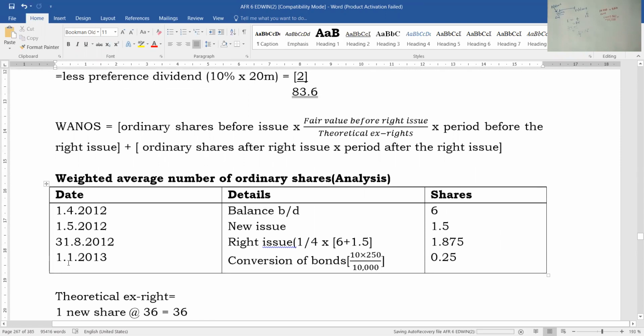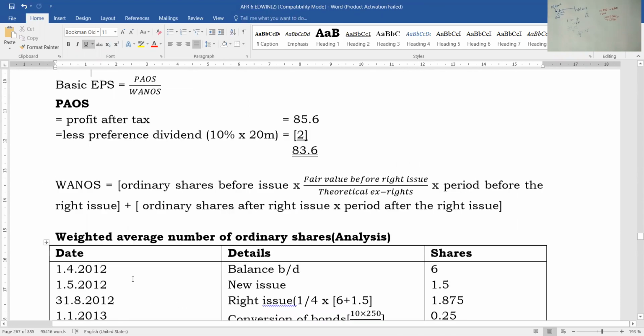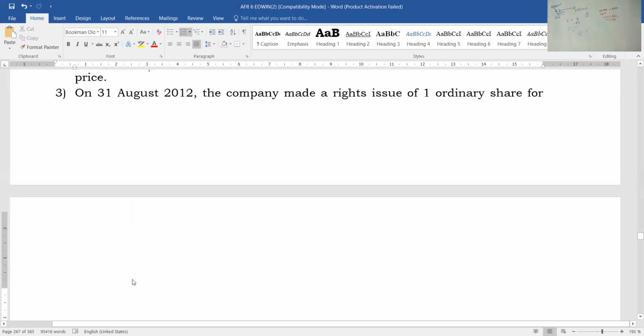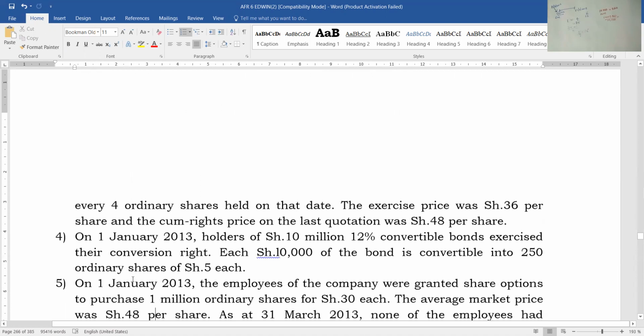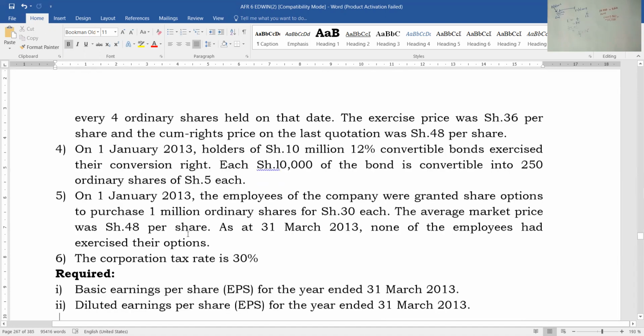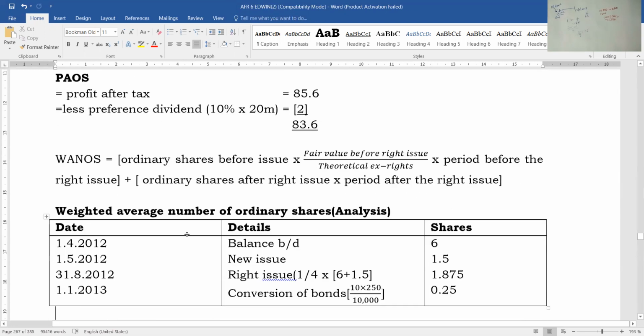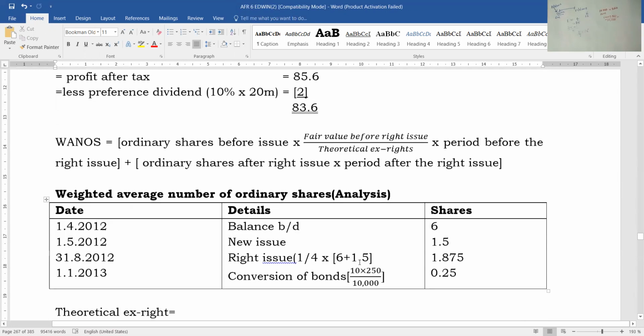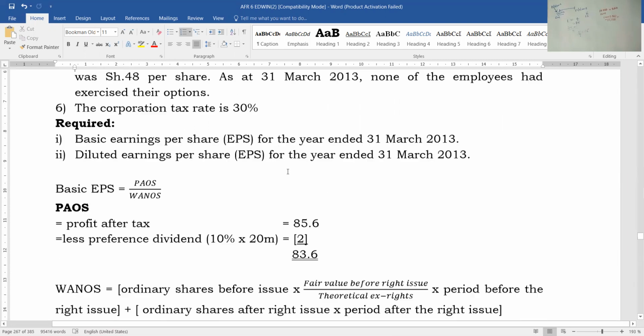So remember that this conversion occurred 1st January 2013. That is according to note 4. That is what we are told. So they say that on 1st January 2013, so that is the date. Then details, you say conversion of bond. What have we already explained? So that is how you get 0.25. So that is the analysis we have done. Because the rest of the additional information is just the share options, and that one is never applicable in basic earnings per share.